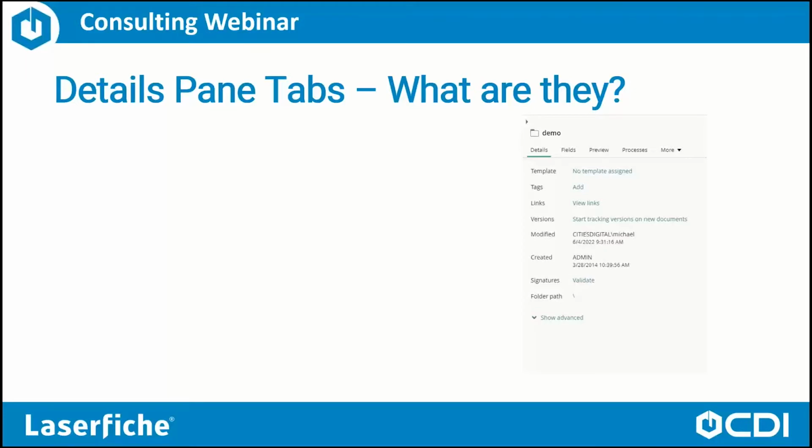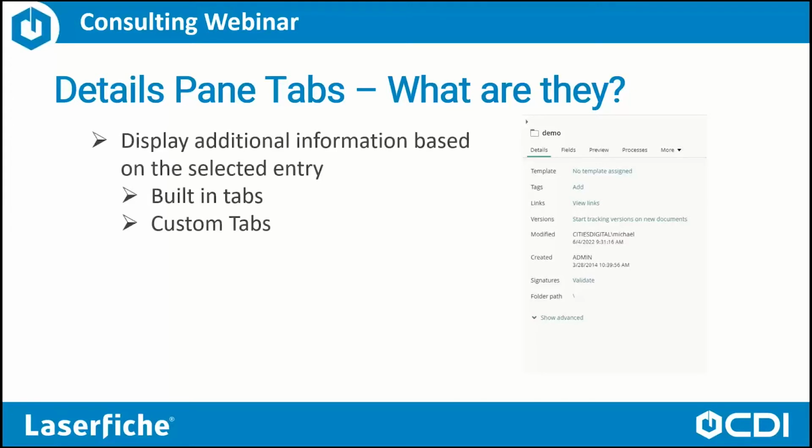To get started, Details pane tabs, what are they? The Laserfiche Details pane displays additional information based on the selected entry. There are many built-in tabs, as well as the ability to create custom tabs. The Details pane displays on the right-hand side of the Laserfiche Web Client. It is available in both on-premise and Laserfiche Cloud. And we can see in the screenshot a few of the different built-in tabs that are available.